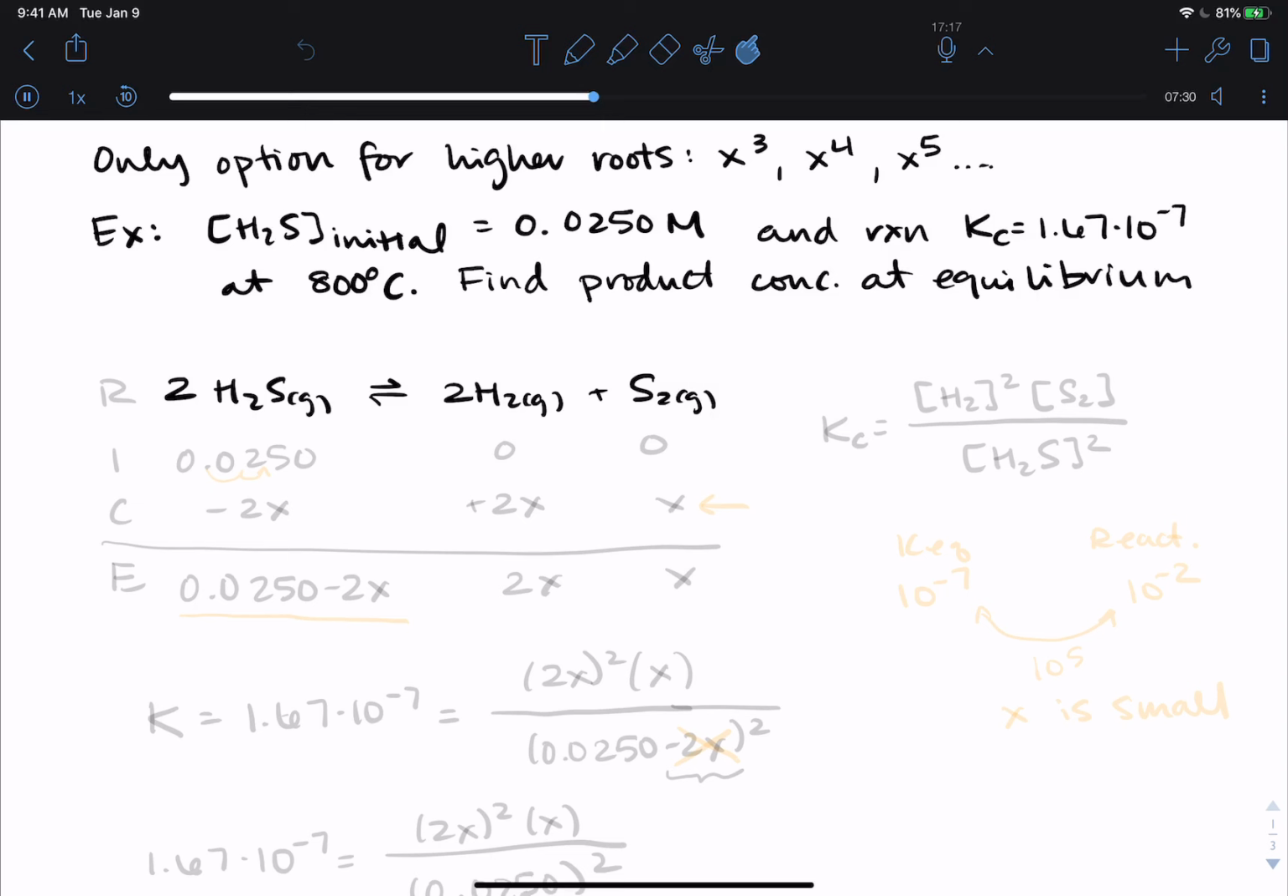Okay, so we can get this started in our RACE table. We have the reaction. I have an initial concentration here of 0.0250. I don't have any products when I start out, so my reaction has to move to the right. I'm going to lose 2x of the H2S and make 2x of the H2 and x of the S2.